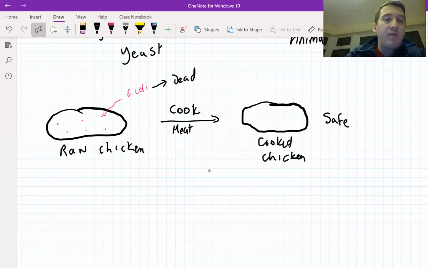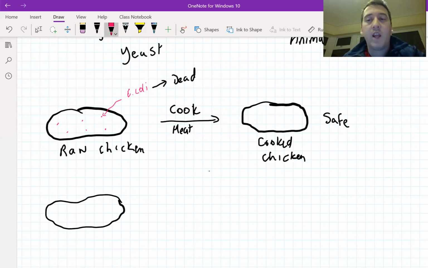Another scenario is if we've got another piece of raw chicken, but we've stored it incorrectly, or we've left it too long past its sell-by date. If we store it incorrectly, and what I mean by incorrectly is if you don't keep it in the fridge or you don't keep it at the right temperature, cold temperatures prevent bacteria from reproducing. And if we allow it a nice warm environment, like on your kitchen counter for a couple of days, or if we let it go way past its sell-by date, and we give this bacteria enough time to reproduce and really start to take over the meat.